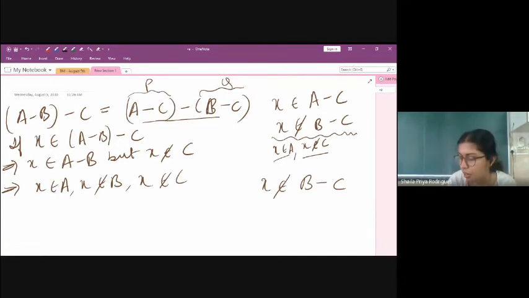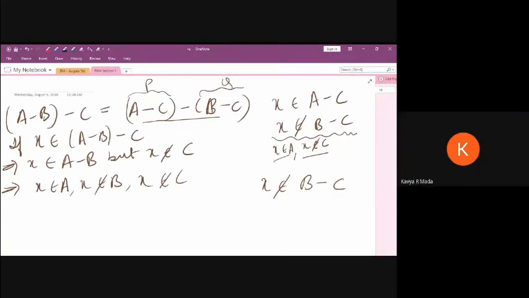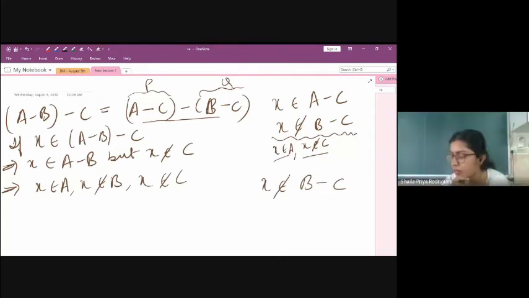Okay, but when can you say that x cannot be a part of P minus Q at all? What is the main condition there? When can x not be a part of the set P minus Q? For x to be a part of P minus Q, firstly, x should be a part of P, right? So if x is not a part of P minus Q now, what does that mean? x is not a part of P at all.